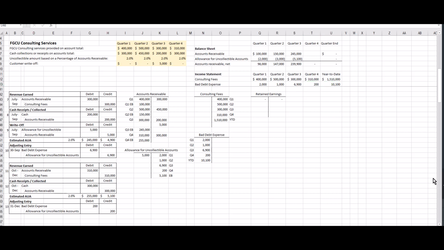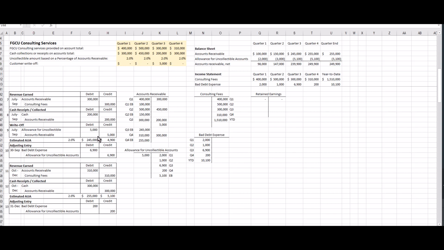$10,100 for the year. The year-end balance sheet reports accounts receivable net of $249,900, as accounts receivable totaled $255,000, and the allowance for uncollectible account balance is now $5,100. $255,000 of accounts receivable minus the allowance for uncollectible accounts of $5,100 is $249,900.